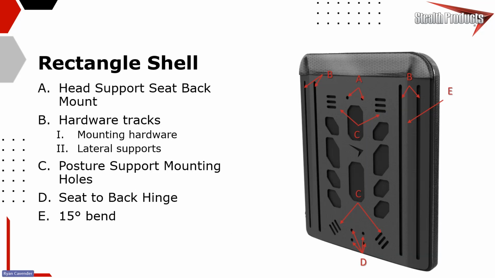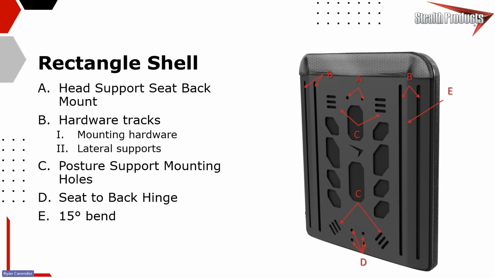So rectangle shells, here we have a lot going on. I kind of want to show you what's happening here on these backs. The whole set that's marked as A here, kind of the top center of the shell, those are through holes for your headrest mount. Down at the bottom center, you've got a set of holes for your seat to back hinge. But outside of that, you've got slots for mounting laterals, for mounting hardware.